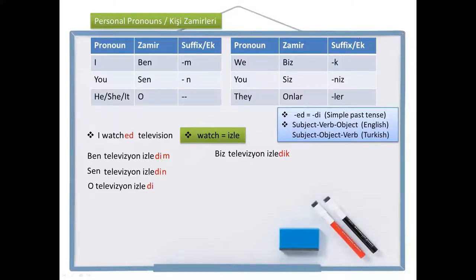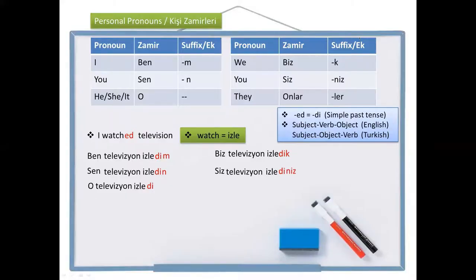Let's write you watch television in the plural form. You, plural, is siz. Television, televizyon. Watch, izle. Watched, past tense suffix, di. And I need the suffix for personal pronoun. Let's check the chart. It is niz. So it is siz televizyon izlediniz.